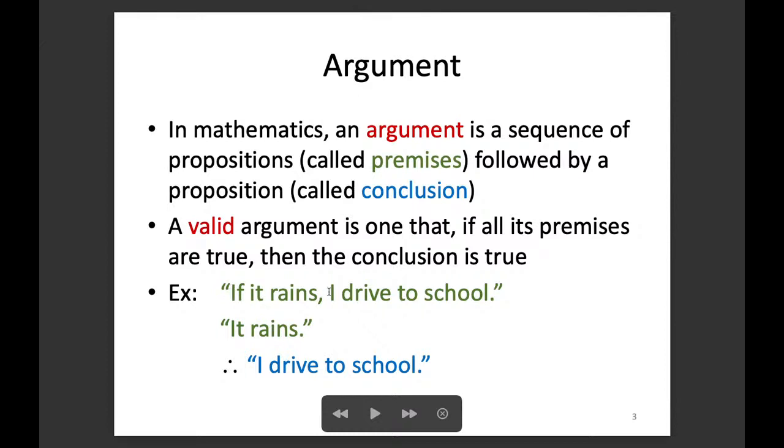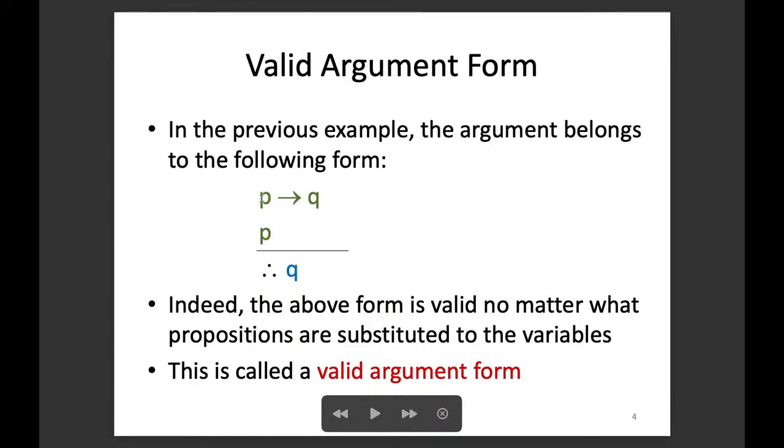We can have a different argument of the same structure, something like: if I am hungry, I will go to have pizza. And now it says that I am hungry. What can we draw as a conclusion? We see that I will have pizza, right? If I am hungry, I will have pizza, and now I am hungry, so I will have pizza. So it is also of this form.